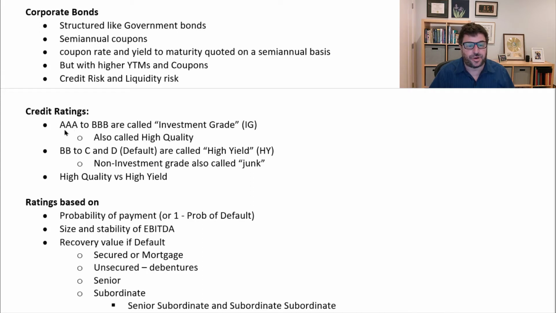Bonds that receive a credit rating of AAA to BBB are called investment grade, sometimes IG. They're also called high quality bonds. Bonds that have a BB rating to a C and then D for default are called high yield bonds or non-investment grade or junk bonds. And so high quality versus high yield.